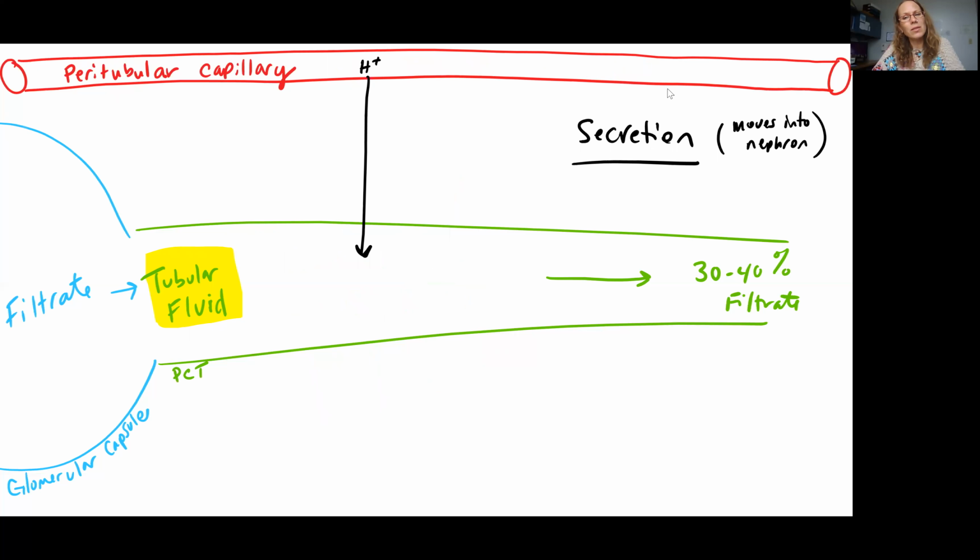Now, reabsorption is not the only thing, although it is the primary thing that's happening at the PCT. We also see some secretion activity. Secretion means it's going from the bloodstream into the nephron to become part of the final urine product. And in this case, we do see some secretion of hydrogen ion happening.